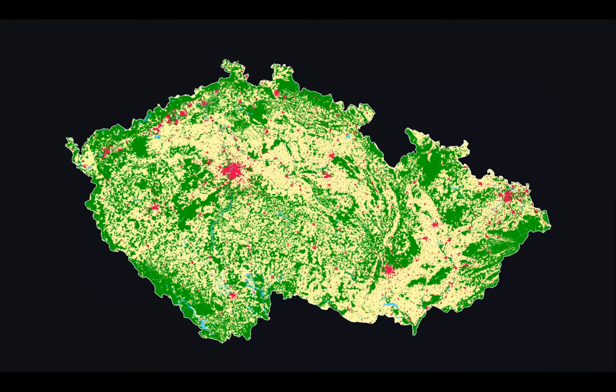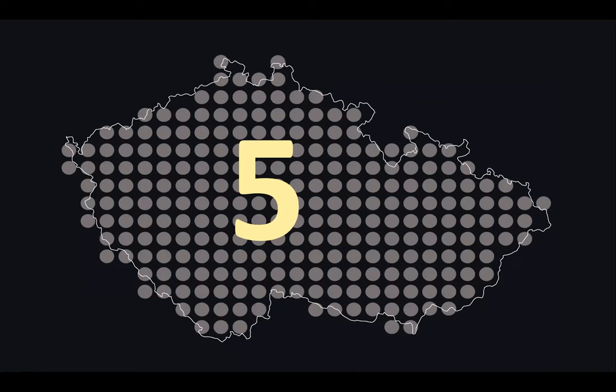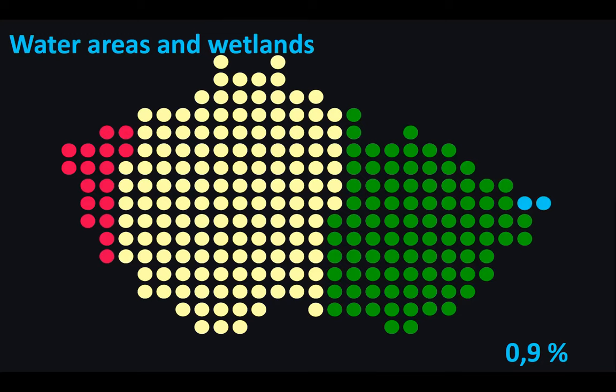So this is CORINE Land Cover in the area of the Czech Republic. The current land cover has 44 classes, of which only 29 can be found in the Czech Republic. For the purpose of showing it to the public, the classes were generalized into five main ones: urban areas, agriculture areas, forests, and water areas and wetlands, which are normally two categories, but as they are so small, we joined them together, and you see it's less than 1% of the Czech Republic.